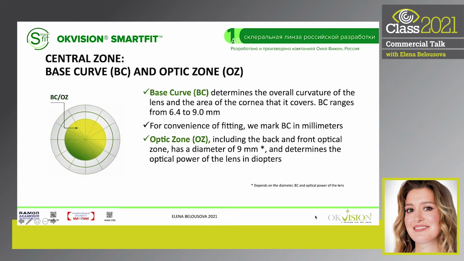Now let's talk about parameters of these OKVision SMARTFIT lenses. And first of all, I want to talk about central zone. The central zone consists of base curve and optic zone. The base curve determines the overall curvature of the lens and the area of the cornea that it covers. Base curve ranges from 6.4 to 9 millimeters, and for convenience of fitting, we mark it in half millimeters. The optic zone, including the back and front optical zone, has a diameter of 9 millimeters and determines the optical power of the lens in diopters.